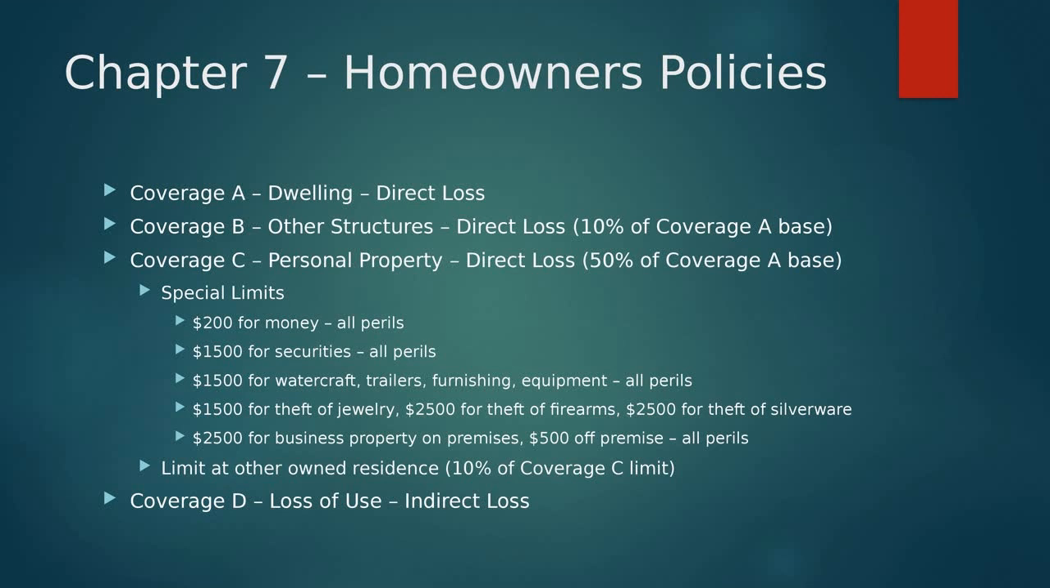$1,500 is a collective amount of coverage, a special limit, for watercraft, trailers, furnishings, equipment, and outboard motors while on land. $1,500 is going to be the specific peril of theft limit for any jewelry, watches, furs, or precious and semi-precious stones. $2,500 is the theft specific peril limit for firearms.